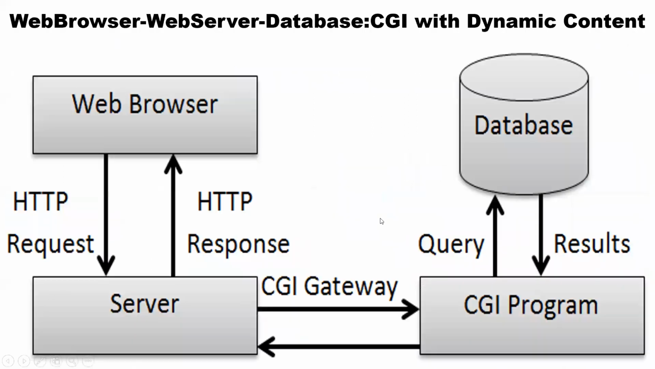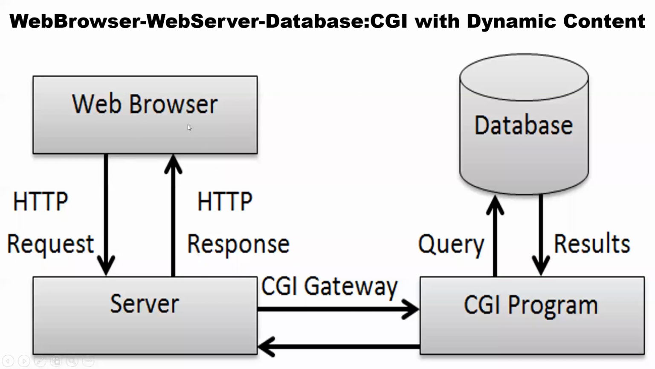First, all of you listen carefully to the class. It is a very easy concept when you try to understand. So here again the same diagram: web browser, web server, database, CGI with dynamic content. Before discussing this dynamic content, what is static content? This static content is immediately given by the server, in response to the request of the web browser. The web browser gives the HTTP request, hypertext transfer protocol, and when the server has that static kind of data, it gives the response to the web browser.